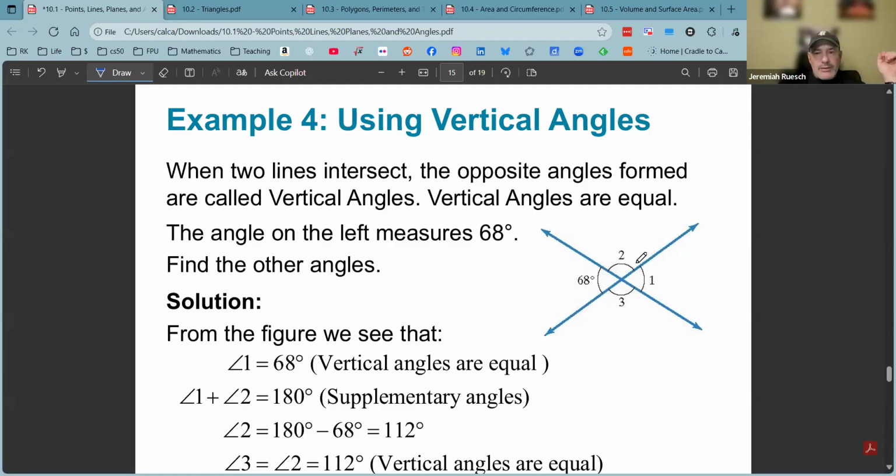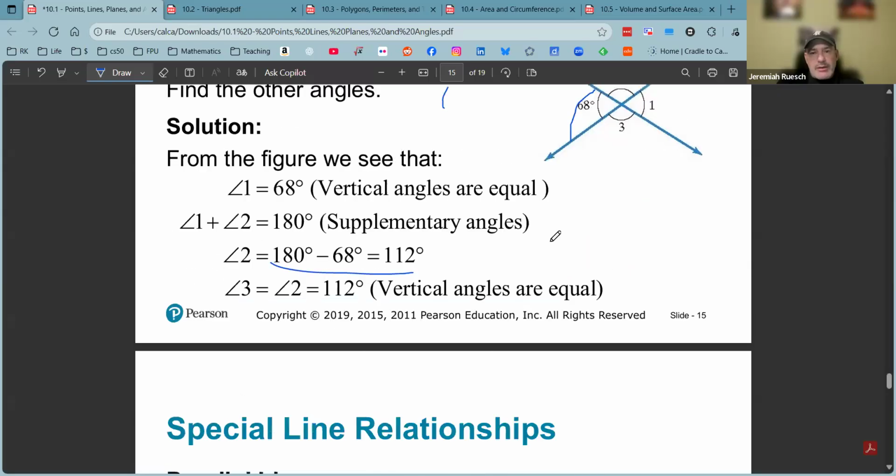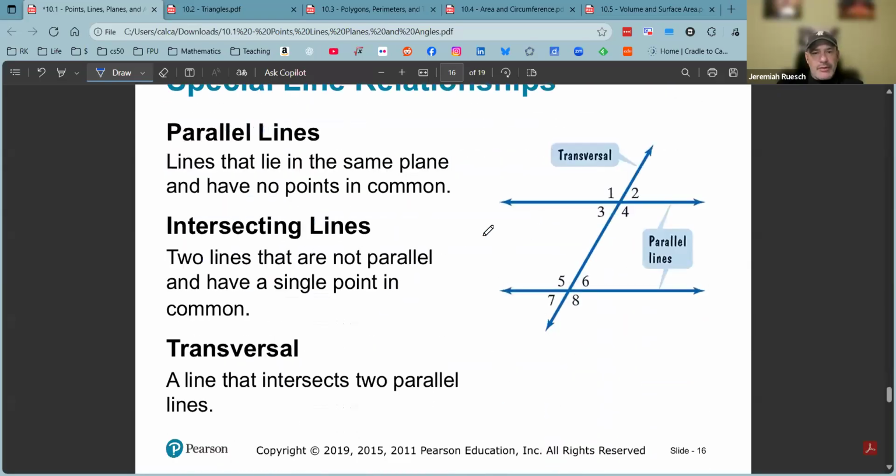So 68 degrees is equal to the angle 1. And then these two are vertical angles, but 68 degrees and angle 2 are also supplementary angles. So 180 minus 68, which is what you see here, equals 112, is the measure of angle 2. And knowing that, we can figure out what angle 3 is. So you can find a lot of angles just by knowing a few pieces of information.